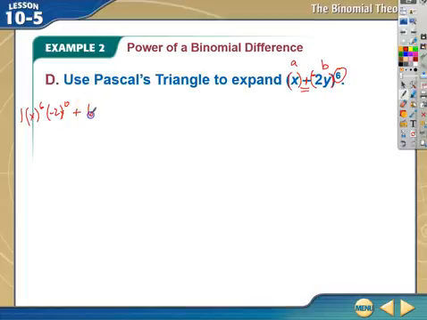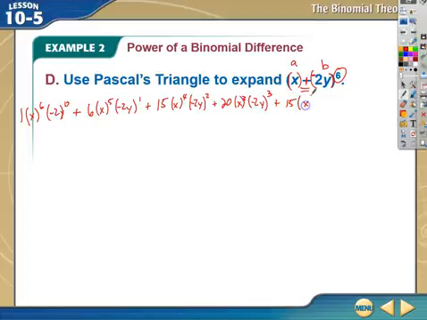let's see here, 6x to the fifth, negative 2y to the first, plus 15x to the fourth, negative 2y squared, plus 20x to the third times a negative 2y to the third, plus 15x squared, negative 2y to the fourth, plus 6x, negative 2y to the fifth, plus 1x to the 0, negative 2y to the sixth.